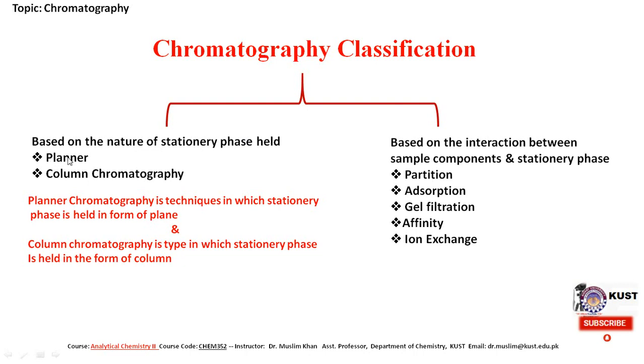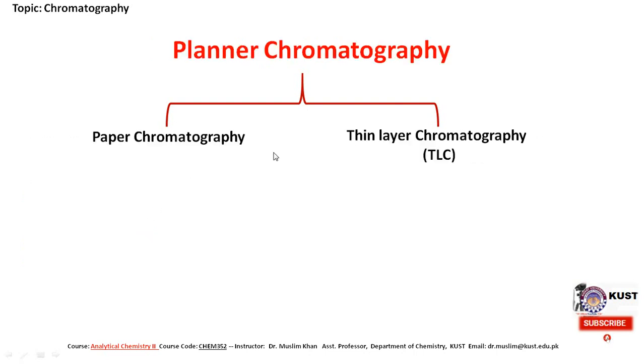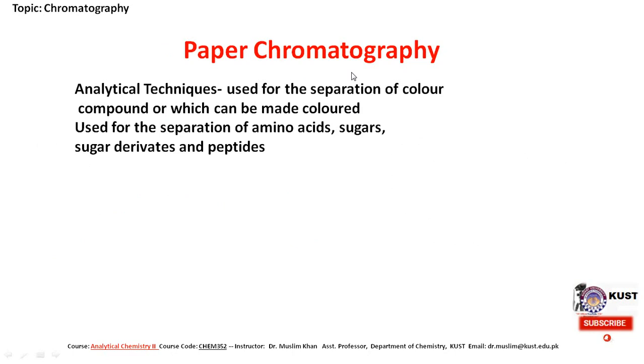The second mode is based on how the stationary phase is held. There are two types of chromatography: planar chromatography and column chromatography. If the stationary phase is held in the form of a plane, this type is known as planar chromatography. But if the stationary phase is held in the form of a column, it is known as column chromatography. First we discuss planar chromatography. If the stationary phase is held in the form of a plane, it can be either paper chromatography or thin layer chromatography. First we discuss paper chromatography.